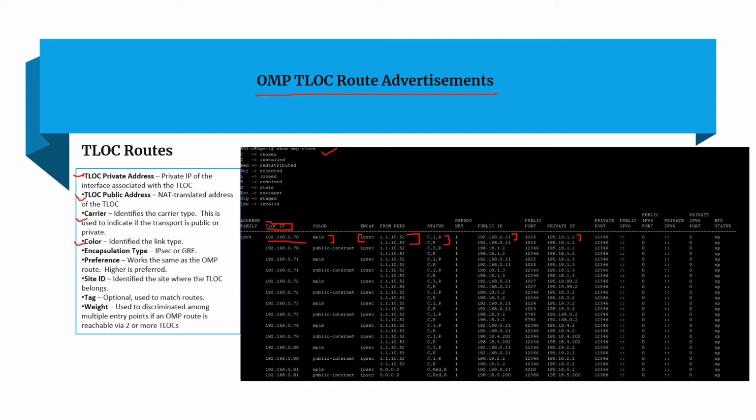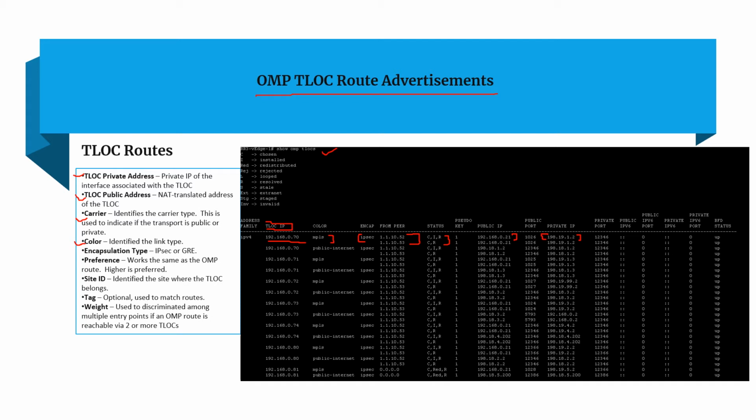My public IP address is going to be the discovered public IP address. When we take a look at the configuration of MPLS on that particular interface, I'm going to see this private IP address configured on the interface, and my public IP address is going to be the discovered IP address.